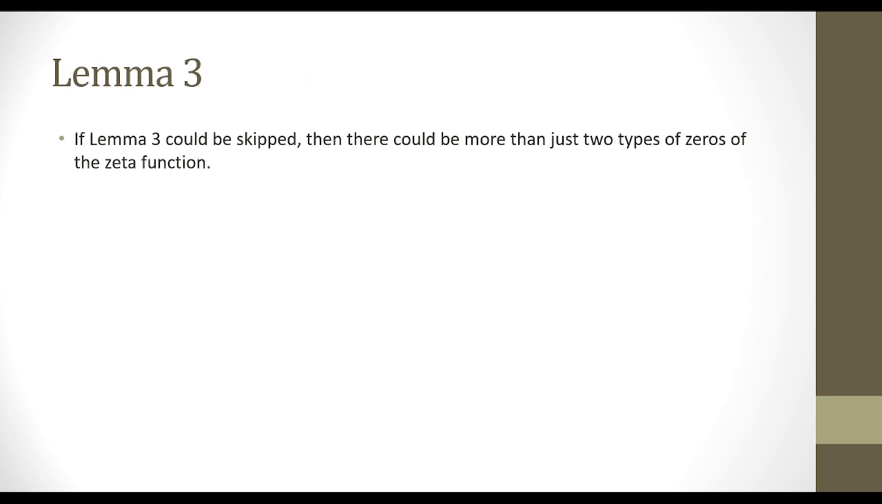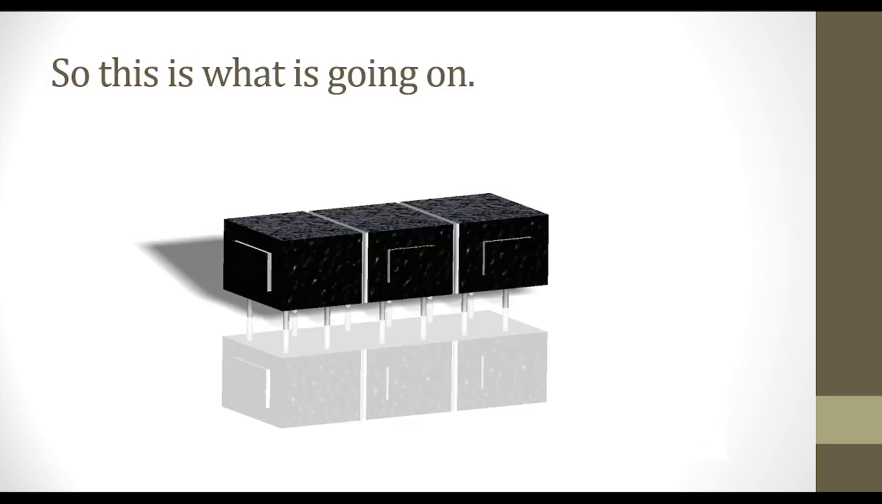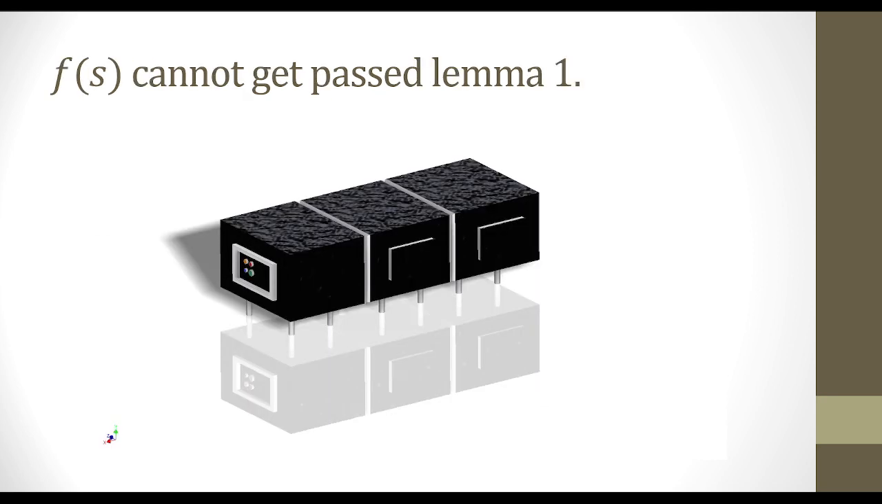If lemma 3 can be skipped, as we talked about before, there could be more than just 2 types of zeros of the zeta function. So what's going on is this. They took an f of s, or a Selberg-Euler product. They opened the door. They tried to get it through lemma 1. Didn't work. Not very easy. Maybe it would work, but it's really difficult. It's as difficult as finding an L function for a Selberg-Euler product.